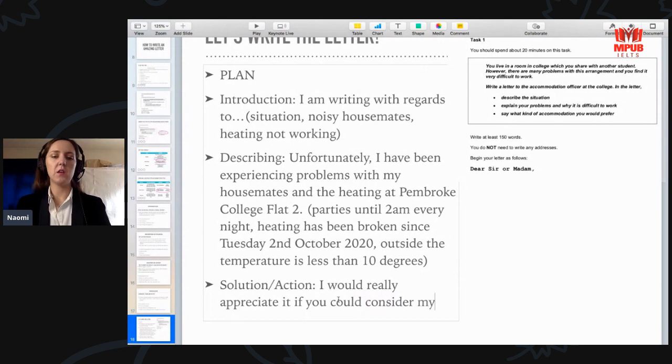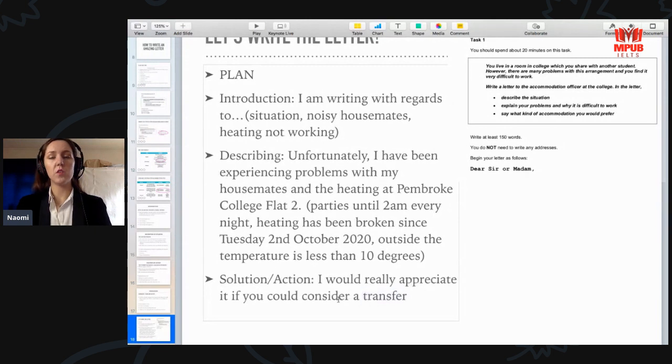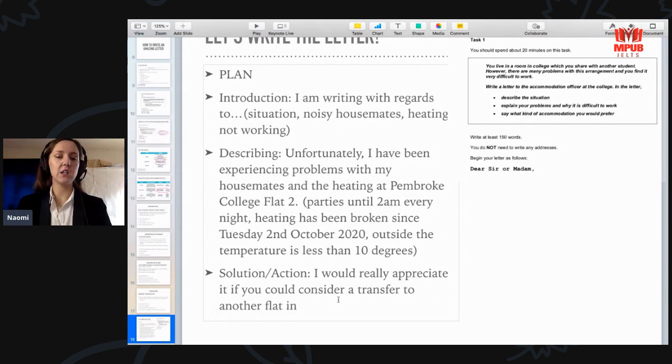Okay. I would really appreciate it if you could, let's say, consider a transfer to another flat in Pembroke College. I'm actually going to be even more specific because a transfer, it's not really clear who that is about. So I'm going to say transferring me. Yeah, this is direct.